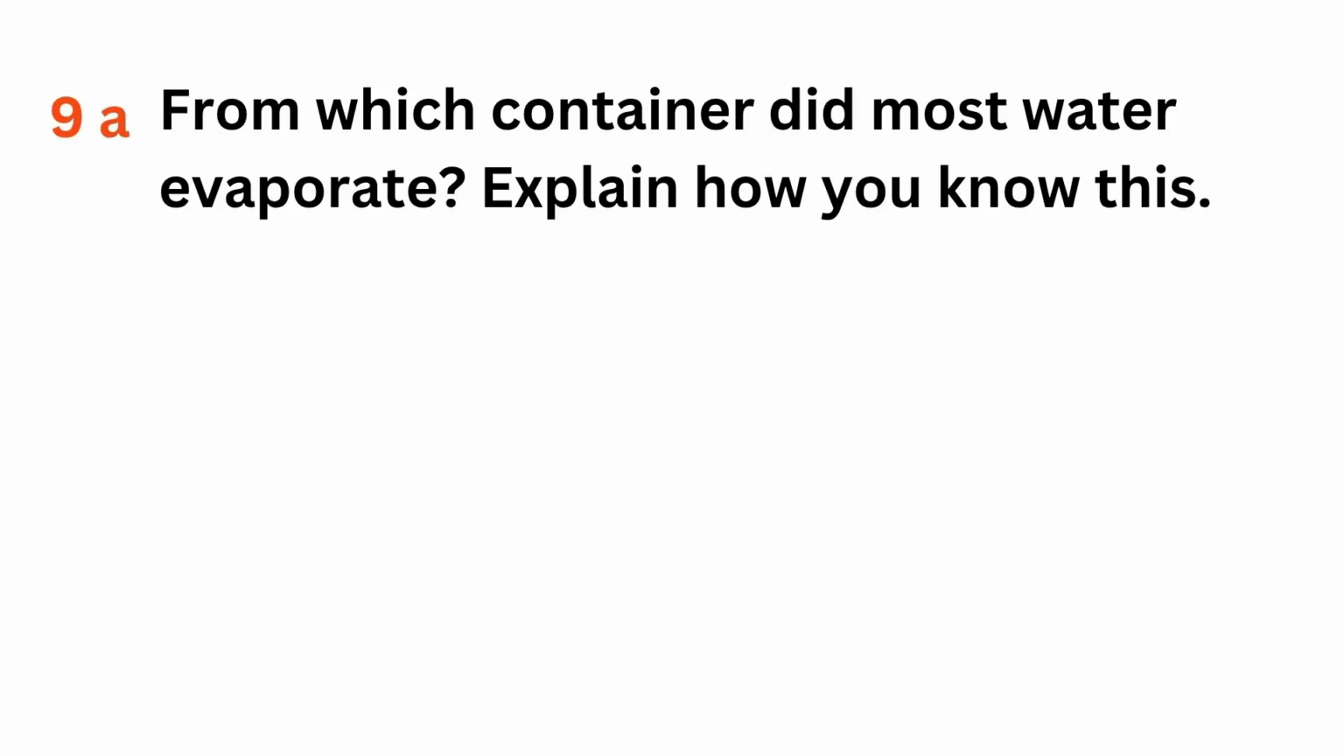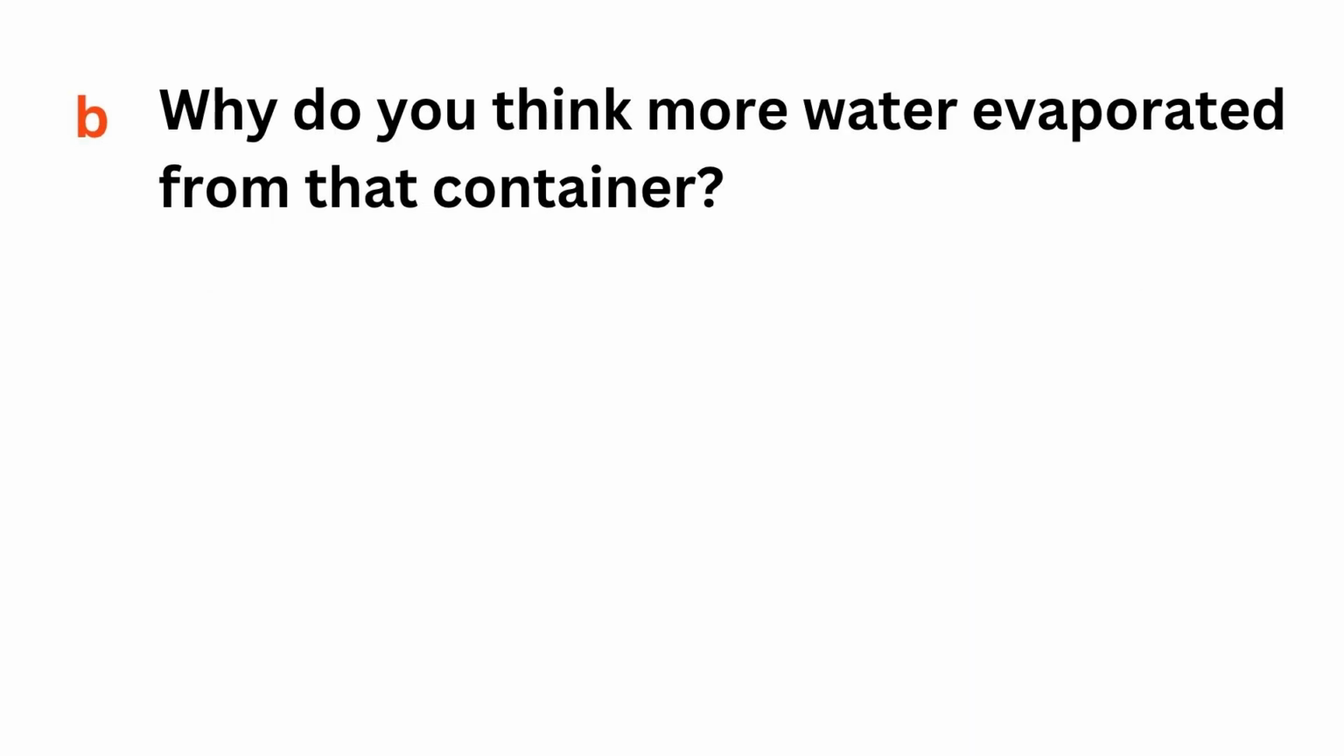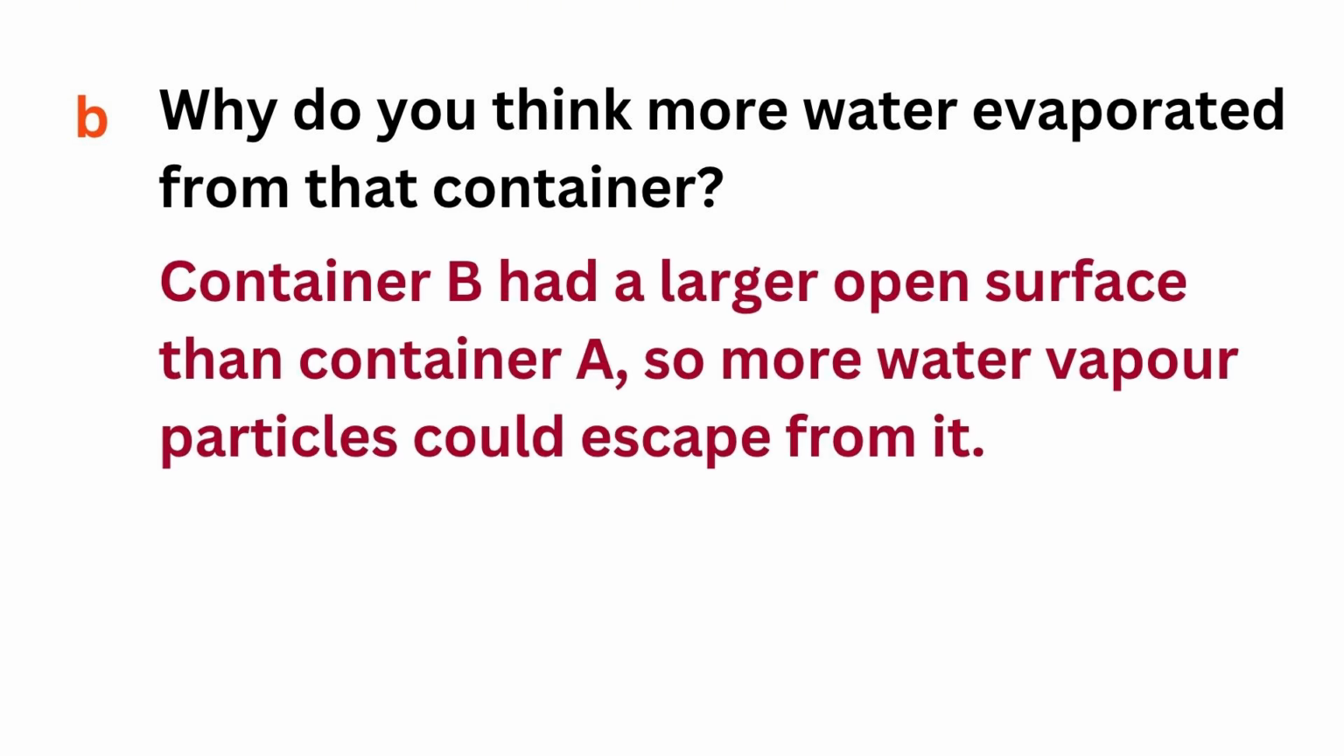Question 9a. From which container did most water evaporate? Explain how you know this. Most water from container B evaporated because there was less water left in the container at the end of the investigation. Question B. Why do you think more water evaporated from that container? Container B had a larger open surface than container A, so more water vapor particles could escape from it.